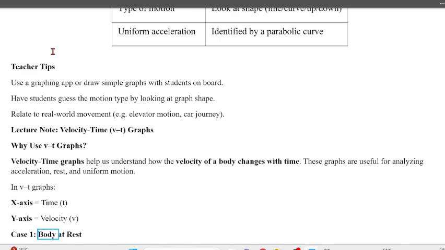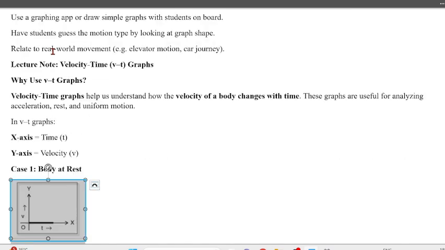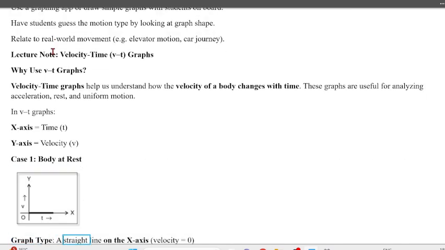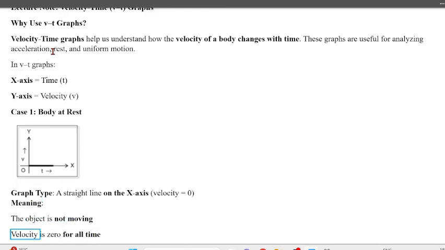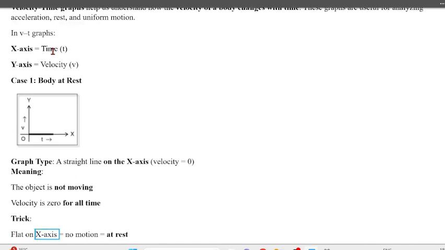Case 1: body at rest. Picture 48. Graph type: a straight line on the x-axis. Velocity is 0, meaning the object is not moving. Velocity is 0 for all time. Trick: flat on the x-axis means no motion, at rest.